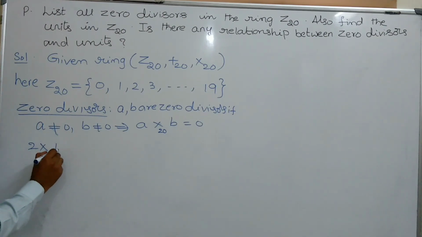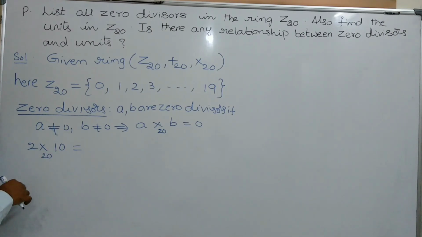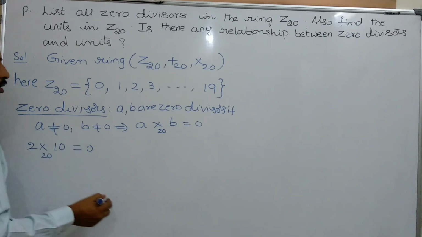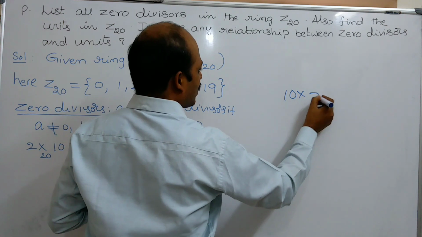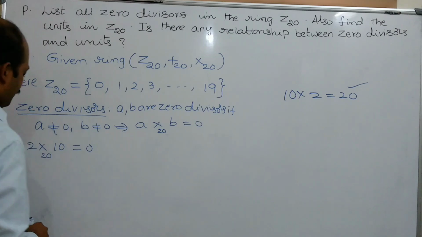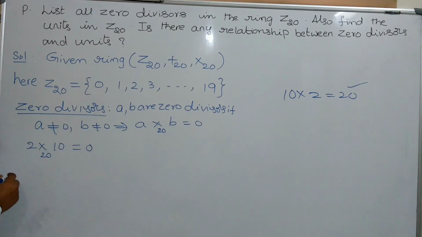Started with 2 into 10 multiplication modulo 20. Already we learned the definition of multiplication modulo: the remainder when 10 into 2 is divided by 20. 10 twos are 20. If you divide 20 by 20, the remainder is 0. 2 not equal to 0, 10 not equal to 0, but their product is equal to 0. Yes.